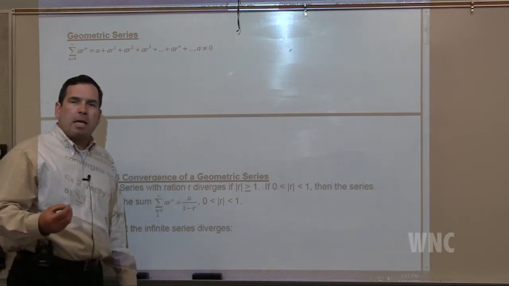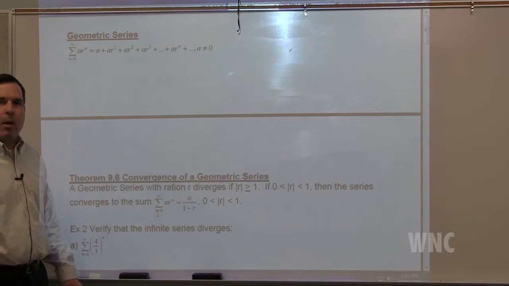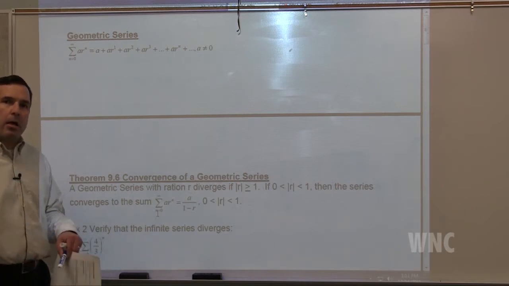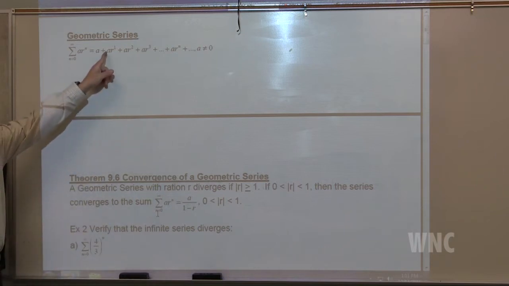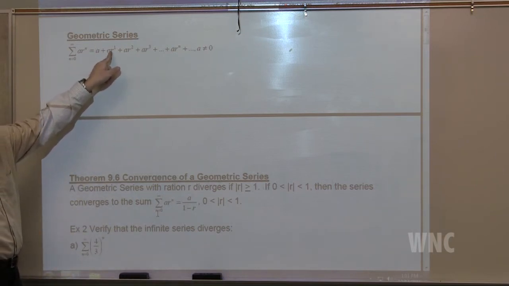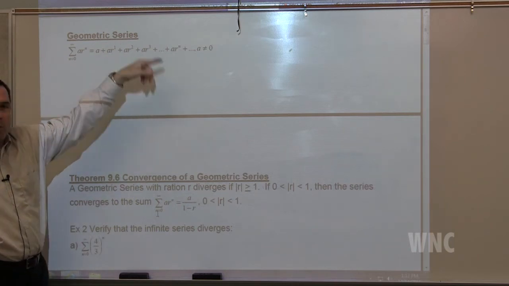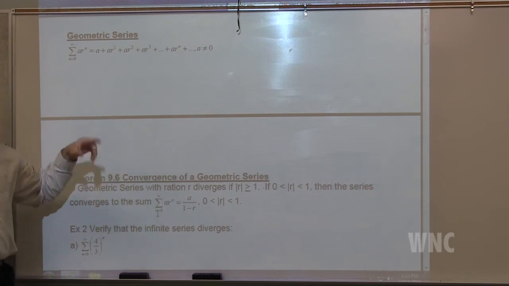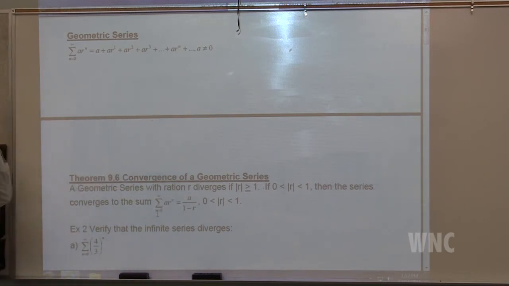The point of geometric is that each term is the previous term multiplied by a common thing, like r is the ratio. So a times r is ar. ar times r is ar squared. ar squared times r is ar cubed. We're multiplying by something every time. In an arithmetic series, you're adding the same thing every time. This has a common ratio. Arithmetic series had a common difference.